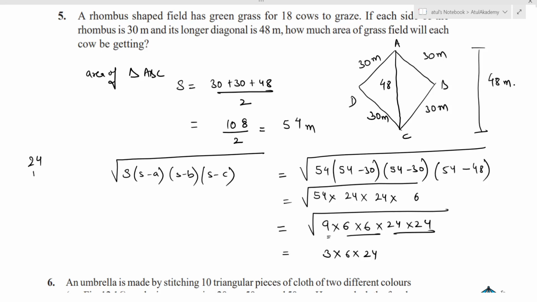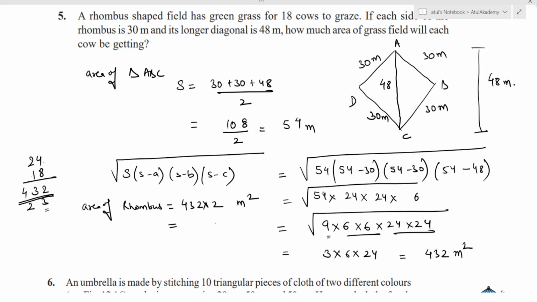Let's multiply. What is 18 into 24? Okay, 8 fours are 32, 3 carry over. 8 twos are 16, 16 and 3 is 19, plus... and then 2 carry over. So it's 432. So what we got, 432 meter square, is the area of one triangle. So what's the area of the rhombus? To get the area of the rhombus, we need to add. It's 432 multiplied by 2 meter square, which is how much? 2 twos are 4, 2 threes are 6, 2 fours are 8, 864 meter square.